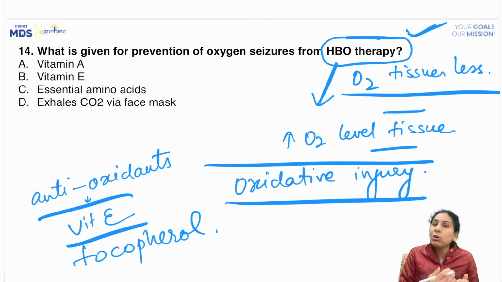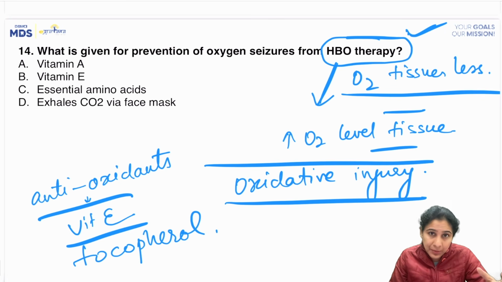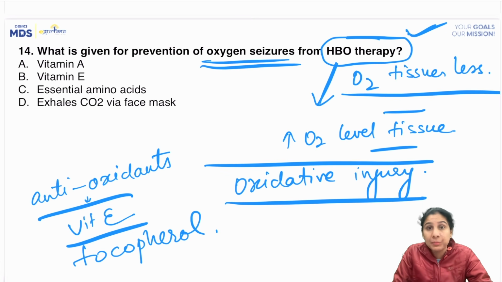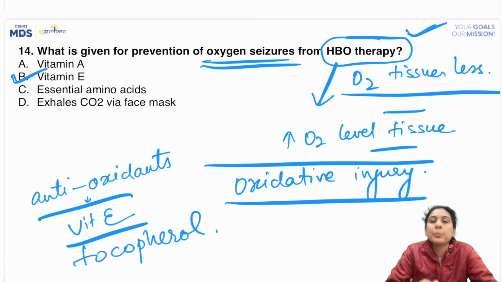What will vitamin E or tocopherols do? They will prevent the oxidative injury which is happening to cells during HBO therapy. So it is compulsory. Oxygen seizures can also happen because of this excessive oxygen. So prevention of that is to give regular vitamin E to the patient.